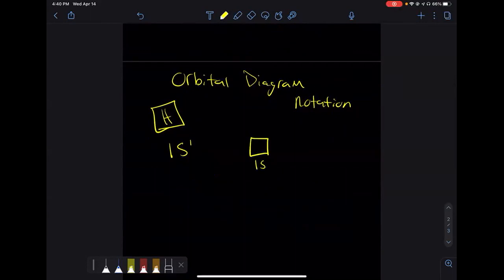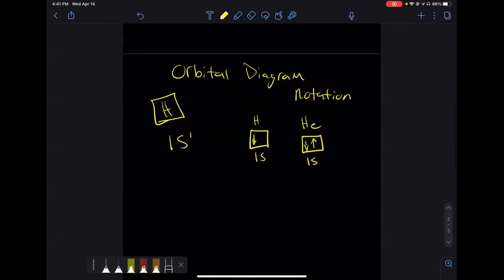For hydrogen, of course, there's only going to be 1 electron. Each one of these boxes can hold up to 2 electrons. If I were to do this for helium, it's also going to be 1s, but instead of only 1 electron, it's going to have 2 electrons, represented by 2 arrows, just like that.